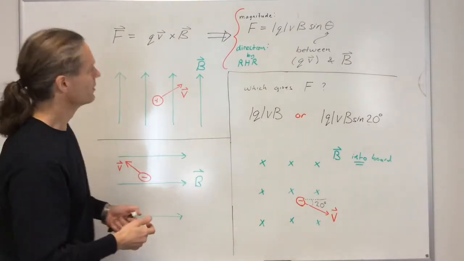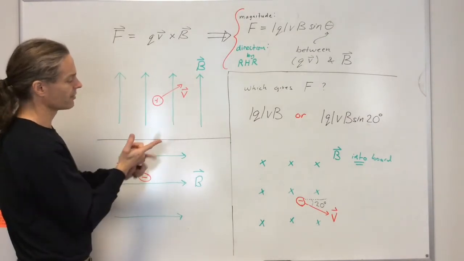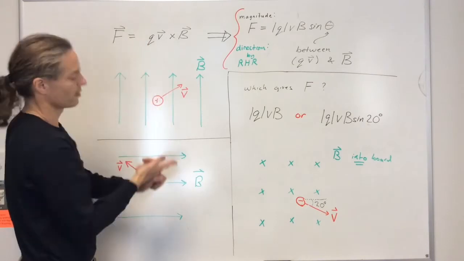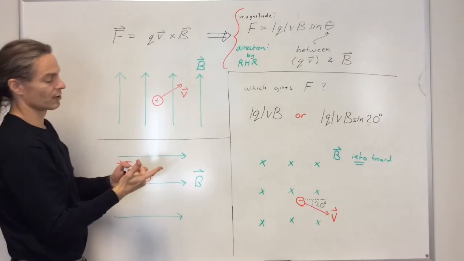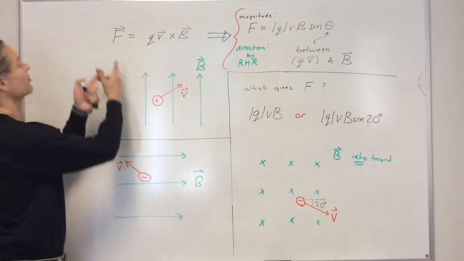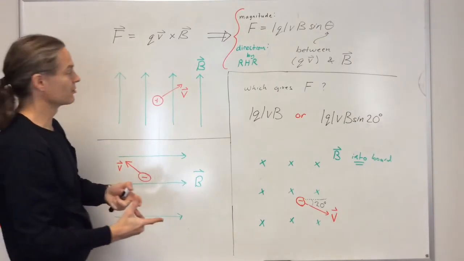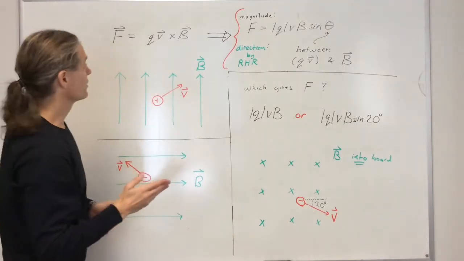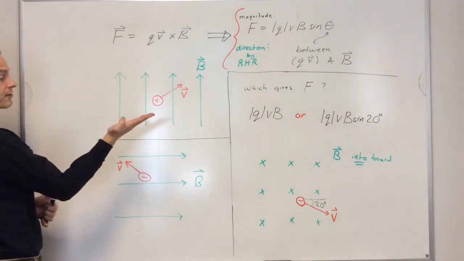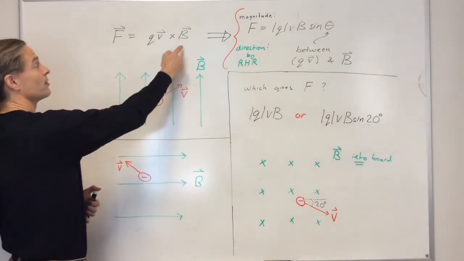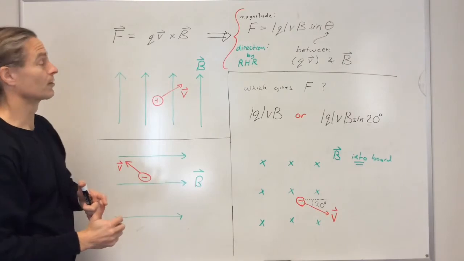So here's the rule. Put your first finger of your right hand in the direction of the first vector in the cross product. Put the second finger of your right hand in the direction of the second vector in the cross product. Your thumb will point in the direction of the cross product, which in this case is the force acting on the charge. The other way to do it is to put the fingers of your right hand in the direction of the first vector, curl them into the direction of the second vector, and your thumb will point in the direction of the cross product.